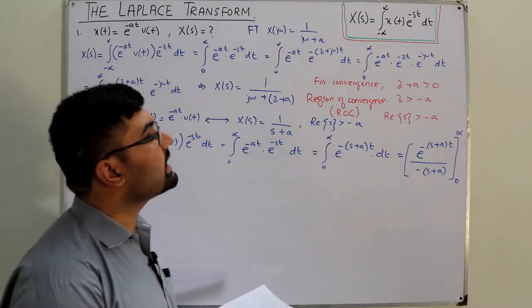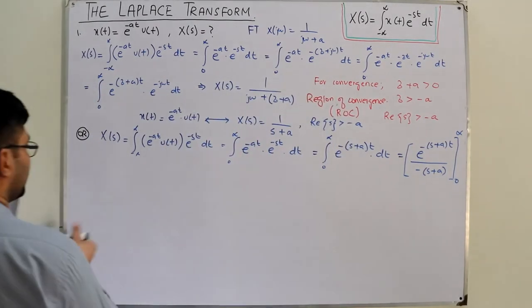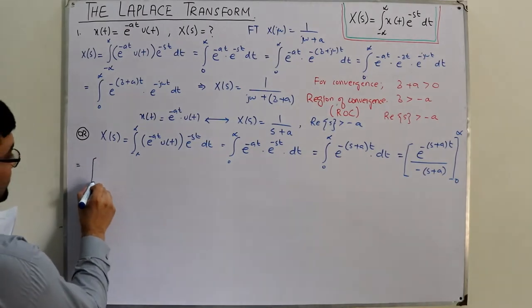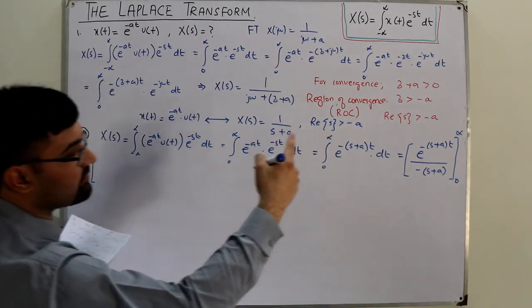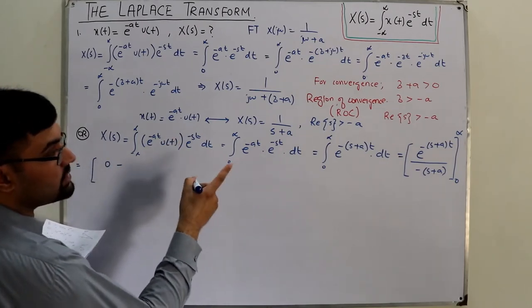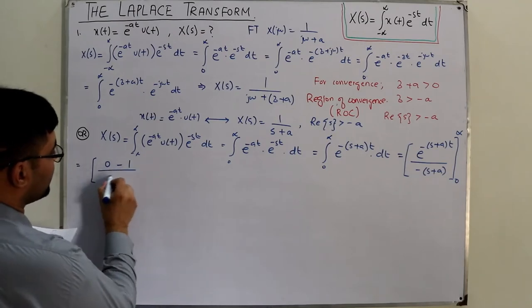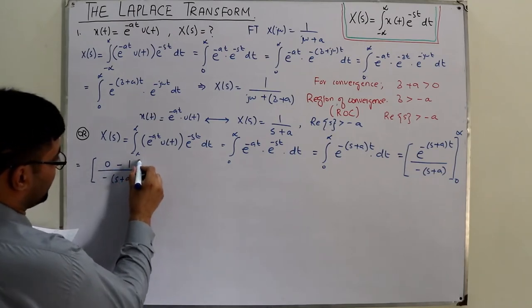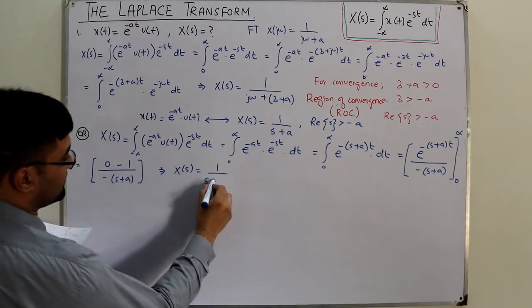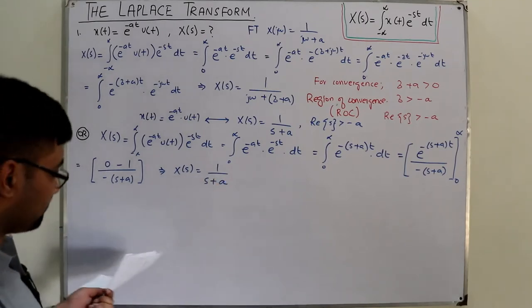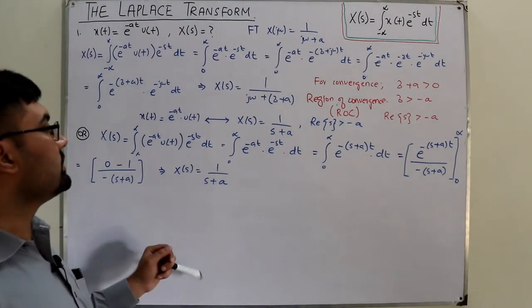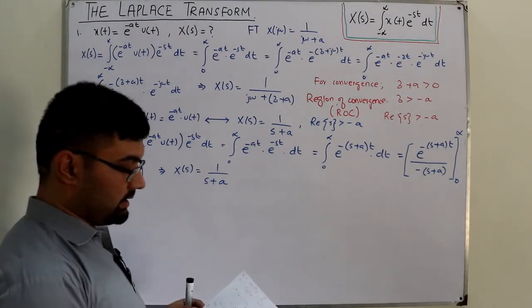Now if I put the limits, the higher limit is infinity, so exponential of negative infinity is 0. And then you have a minus exponential of 0, which gives you a 1, and similarly you have a negative s plus a. So this means that my Laplace transform x of s is 1 upon s plus a. Isn't it like this? And the region of convergence, we already know that real of s should be greater than minus a.